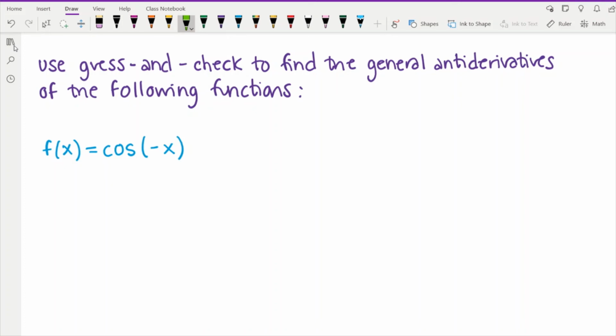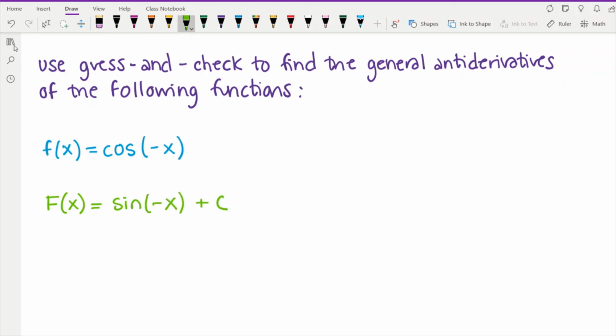Okay, so our first example is f of x is equal to cosine of negative x. So again, we're finding the antiderivative. So that means we're trying to figure out what would be the function that when you take its derivative, you get cosine of negative x. So what might be a guess that we could make here? The first guess that I might have would be sine of negative x plus c.